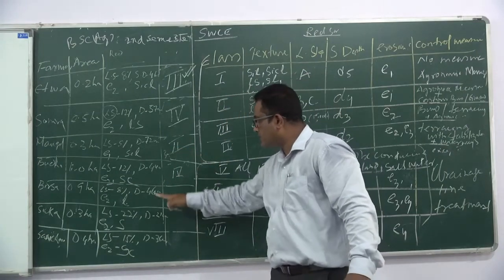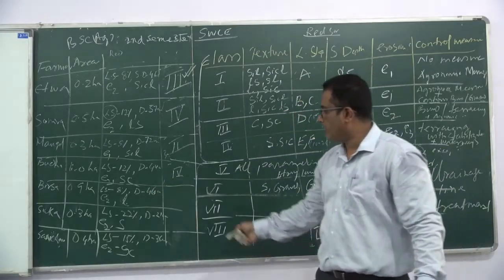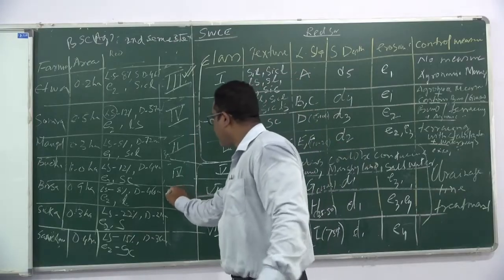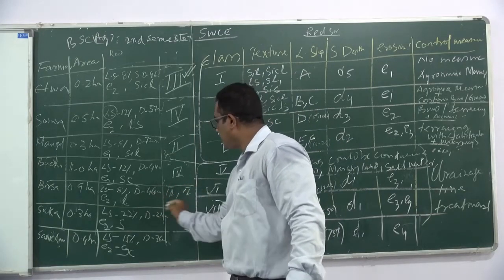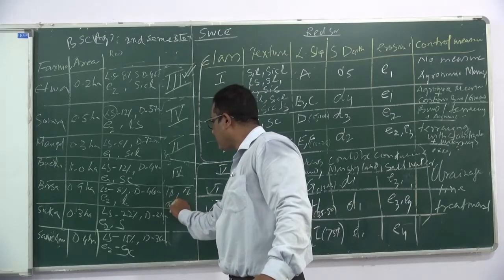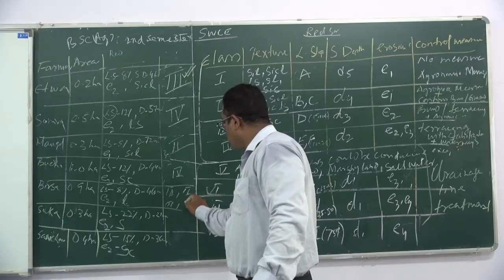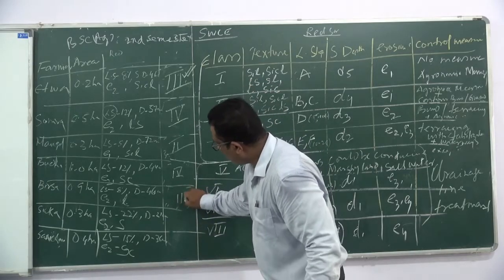Birsa, next Birsa, he is having 0.9 hectares of land. According to land slope it is coming under class 3. According to depth, class 2; according to erosion status, 3; and according to soil texture, 2. Overall class here is class 3.